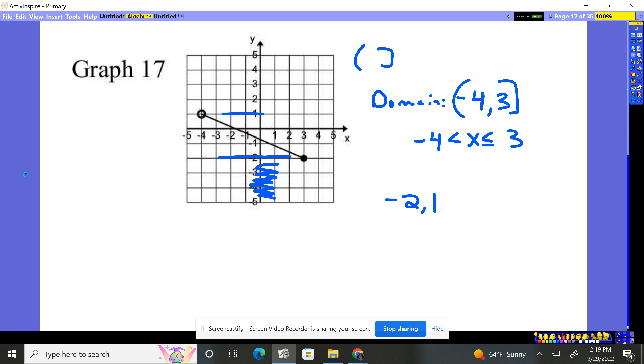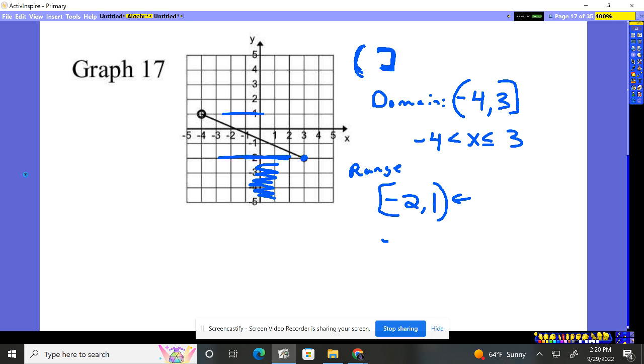Now, parenthesis doesn't include it, bracket does include it. So right here when I got to -2, it included it because it was darkened, so I put a bracket. When it got to a height of 1, it did not include it. It was an open circle, so I put a parenthesis. Now, again, this is our range. This is the interval notation.